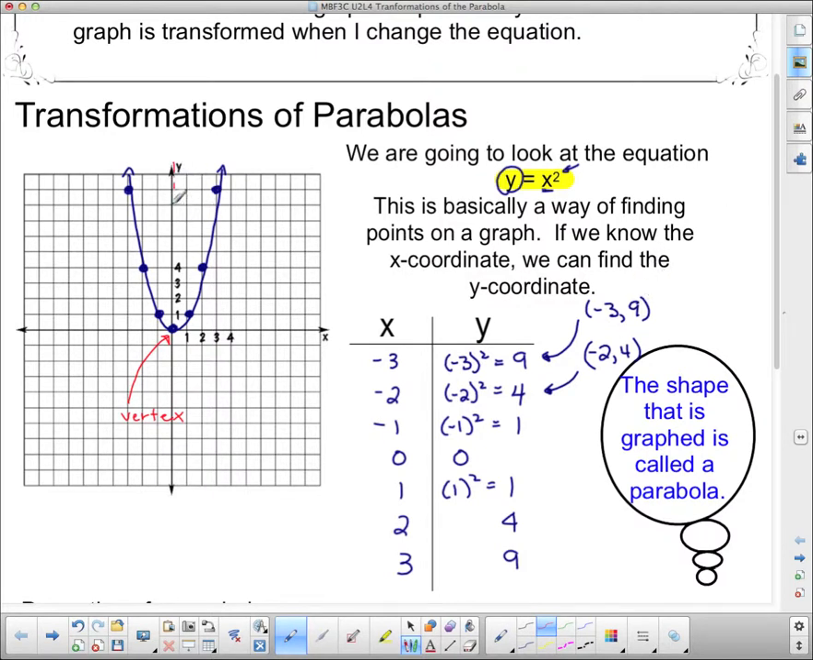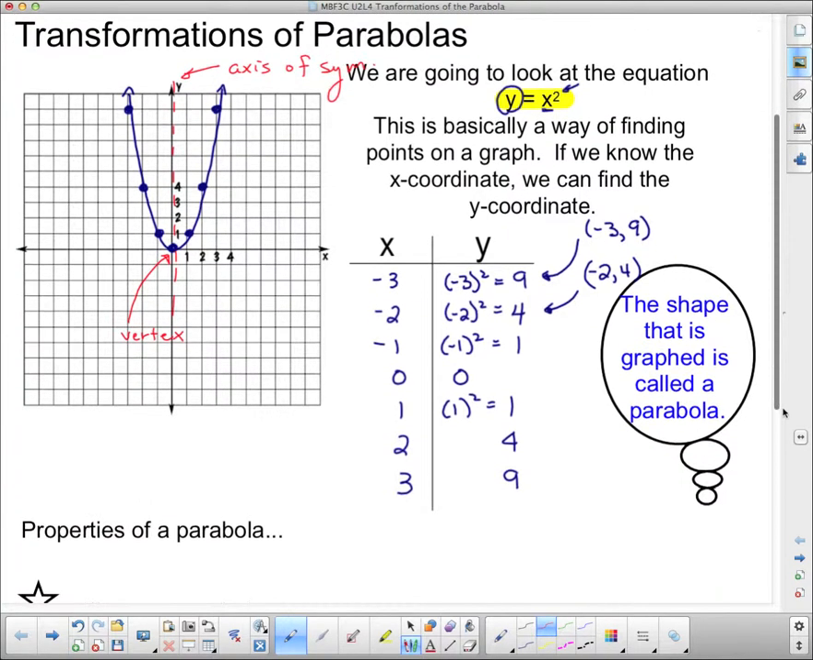And of course we had the axis of symmetry that went right down through the center. Axis of symmetry. And this is the very basic parabola y equals x squared.